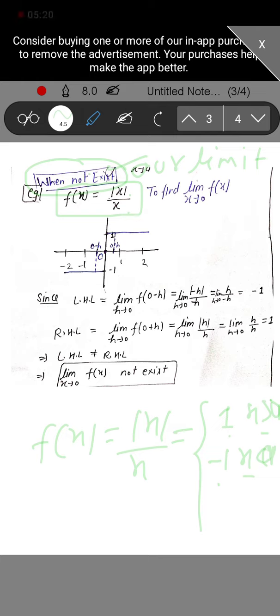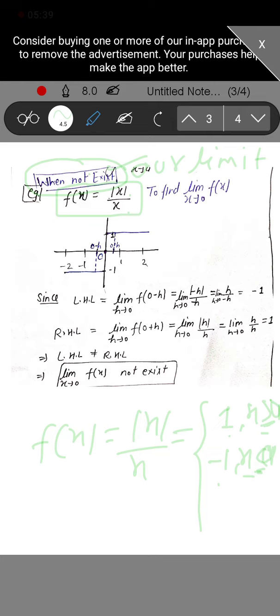So we have to find the limit at x equal to 0 actually. At 0 it can be 1 also, minus 1 also. It depends on along which line we are approaching toward that. It depends only on that. So let's find out whether the equality holds for both.